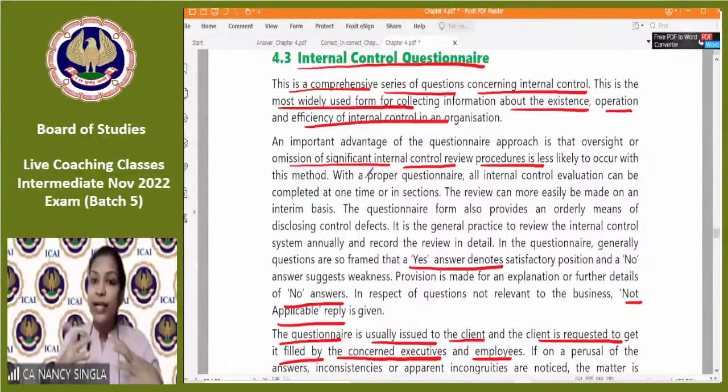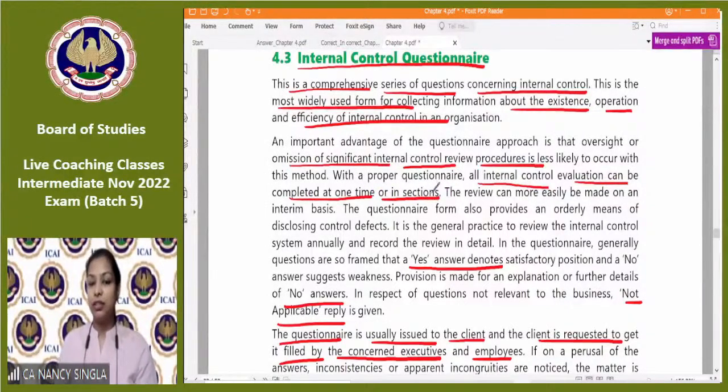So at one time, a number of works can be done. All internal control evaluation can be completed at one time or in sections. You can do it any way, all work together. And review can be done more easily.